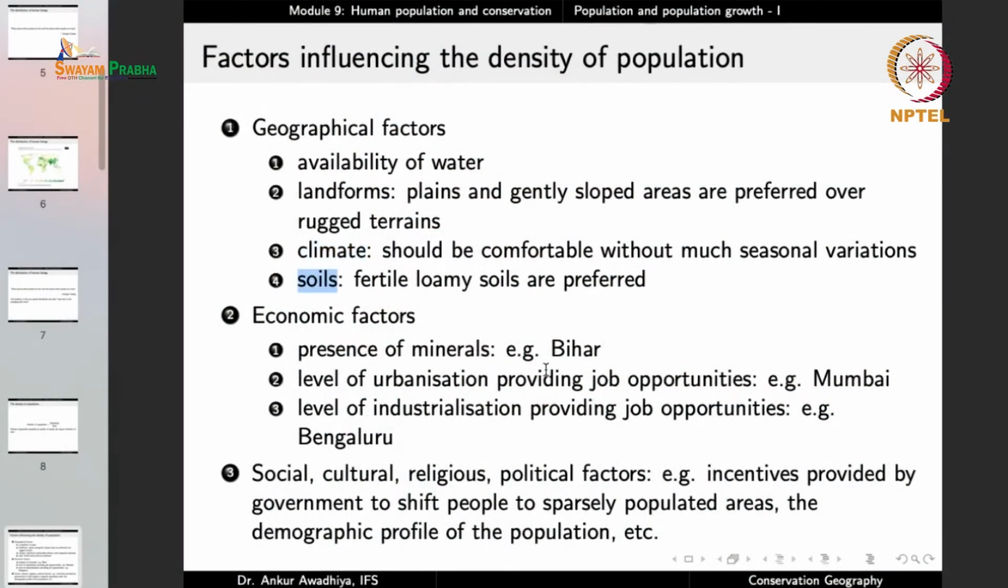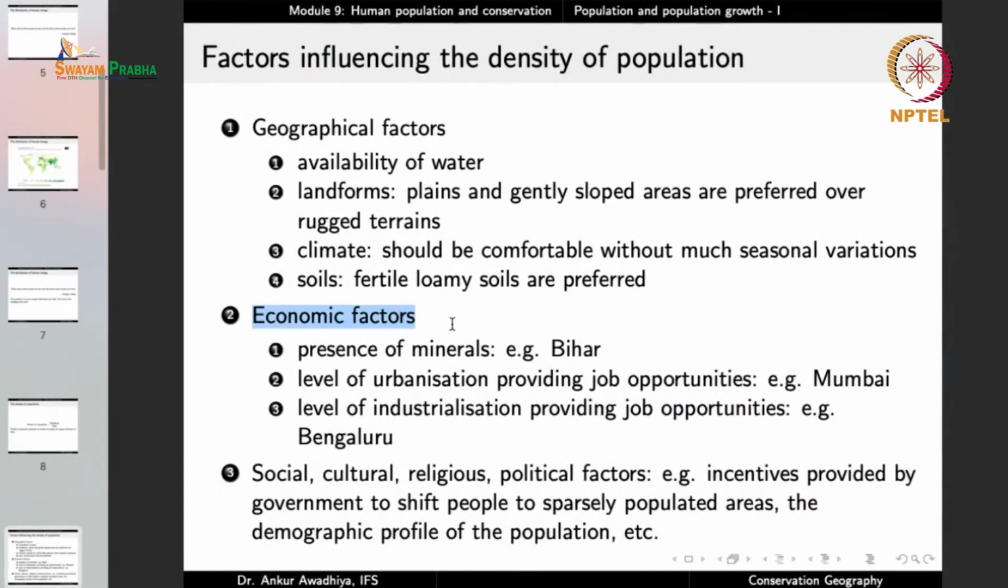Next, soils. Fertile loamy soils are preferred over things like arid soils or saline soils that do not have large fertility. So infertile soils are less preferred because it is difficult to do agriculture there. Agriculture becomes more expensive because you have to treat the soil. Whereas in those areas where we have fertile loamy soils, agriculture is easy, agriculture is cheap, and we find a greater population density in those areas.